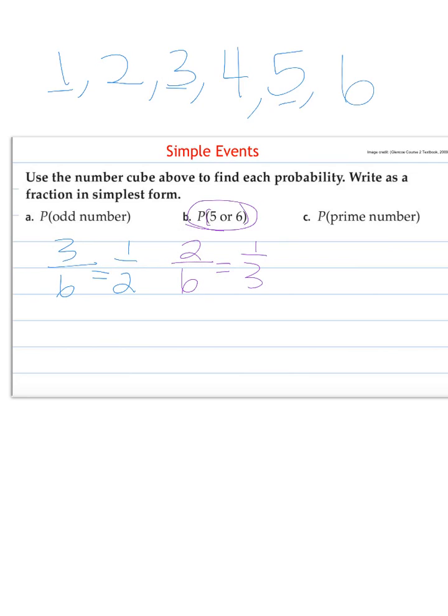Okay, the probability of a prime number. So we have to go through and decide which numbers are prime. That means only divisible by 1 and itself. All right, so let's go through. 1 is not a prime number because it's neither prime nor composite. 2 is prime. 3 is prime. 4 is not. 5 is, and 6 is not. So favorable outcomes, that's prime numbers, is 3 out of the total, which is 6, which is 1/2.